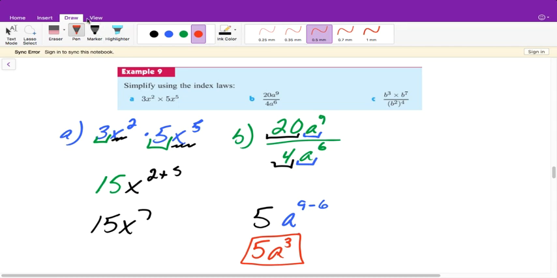All right, and then for C, the first thing we have to do for this one is, well, there are a few things we can do first, but let me just rewrite this out.